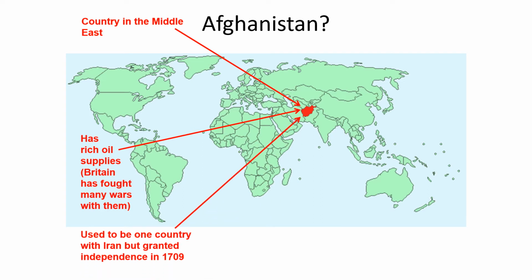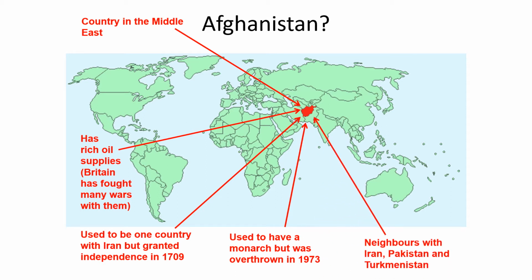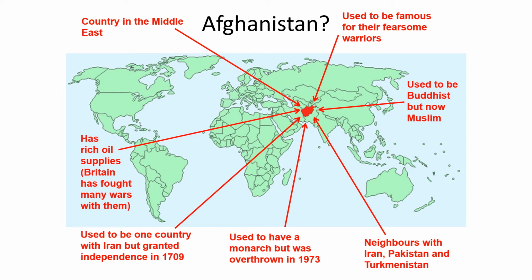It used to be one country with Iran but was granted independence in 1709. It used to have a monarch but it was overthrown in 1973. It neighbours Iran, Pakistan and Turkmenistan. It used to be Buddhist but is now predominantly Muslim. And they used to be very famous for their fearsome warriors. So that is Afghanistan there.